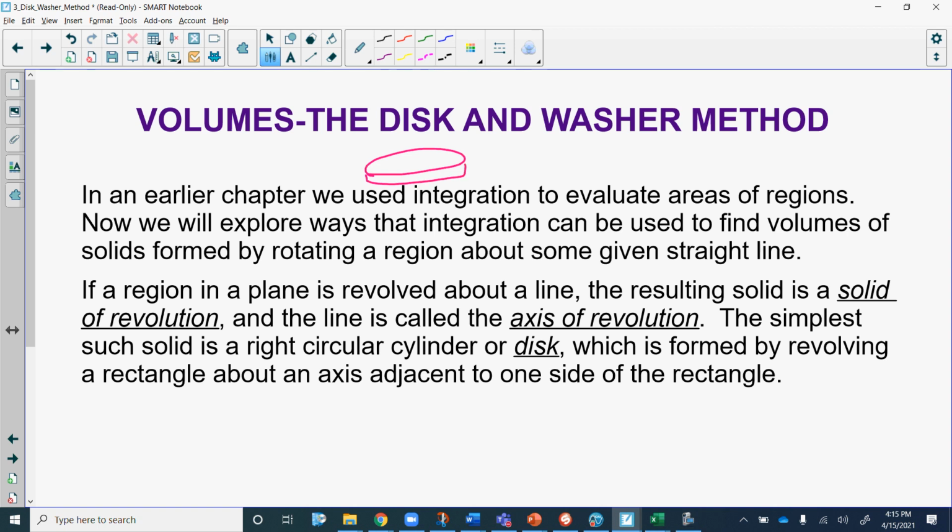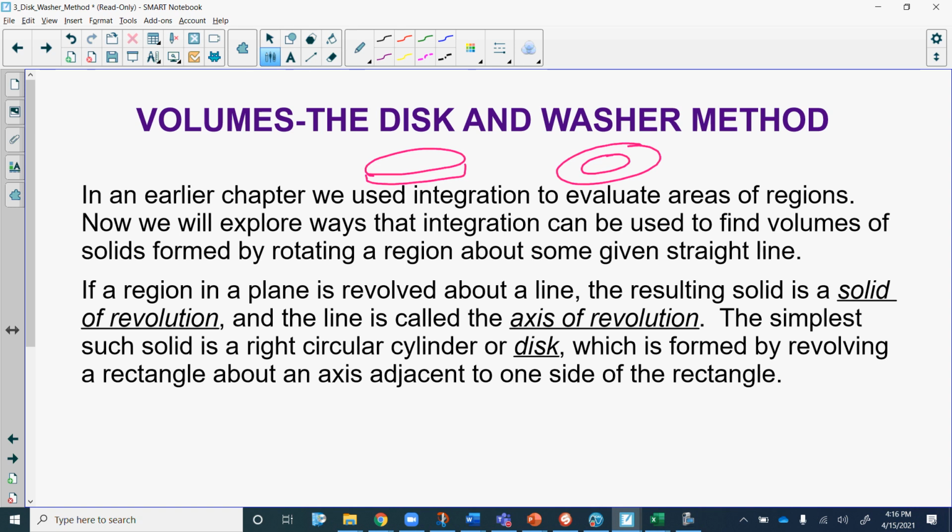And a washer is basically the same thing. It is kind of that circular part, but we have an outer radius and an inner radius. So with the disk method, we're basically going to just be working with a very small cylinder that we can find the volume of, and if we have an infinite number of those things stacked up in an interval, using integration, that's how we can get the volume.